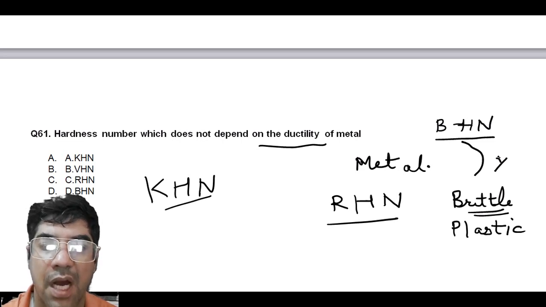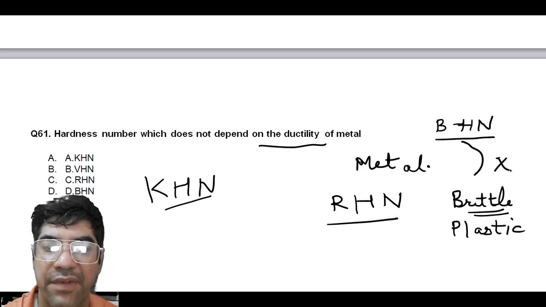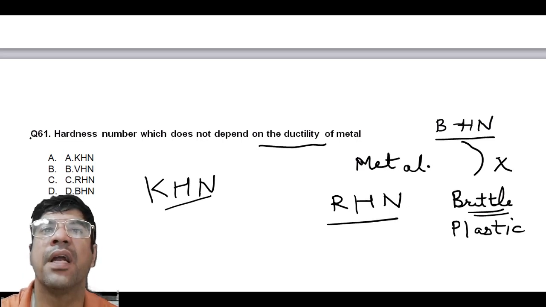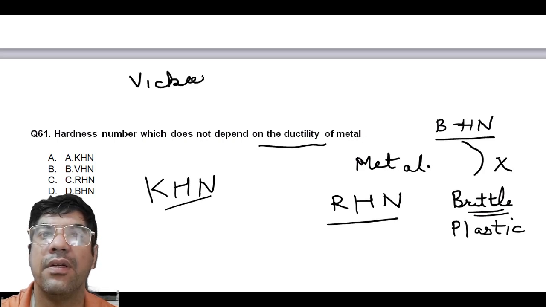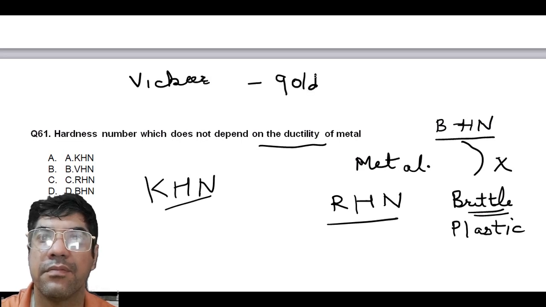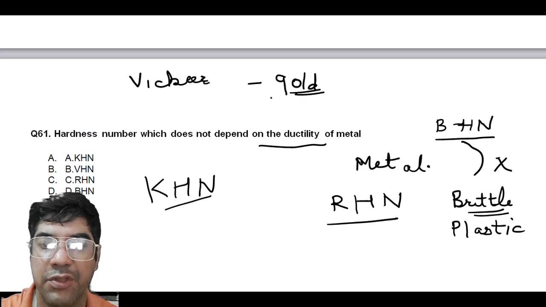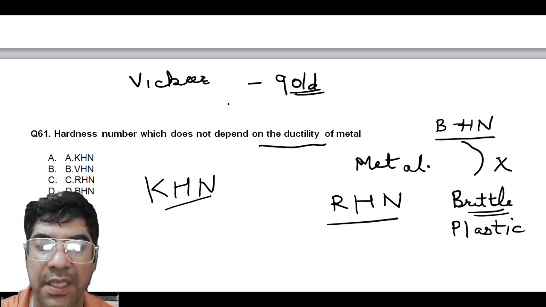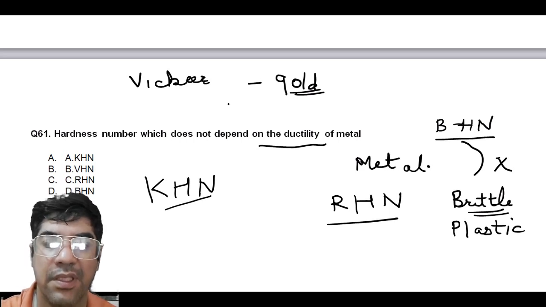The other is the Vickers hardness test. The Vickers hardness test is used for gold alloys. So it is used for casting golds. It is suitable for brittle materials and it is used for measuring the hardness of tooth surface.